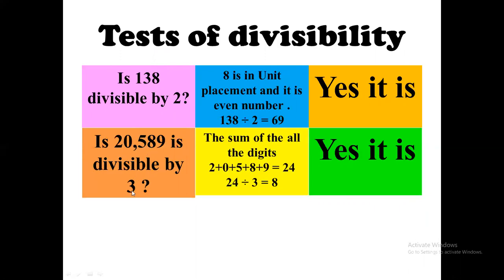Next is the divisibility test for 3. I have given you a number over here, 20,589, and you have to quickly tell me whether it is divisible by 3 or not. What you are going to do, you have to add all these digits together. 2 plus 0 plus 5 plus 8 plus 9. Your answer is coming 24, and 24 is divisible by 3. Your quotient is 8. So yes, we can say that 20,589 is divisible by 3.